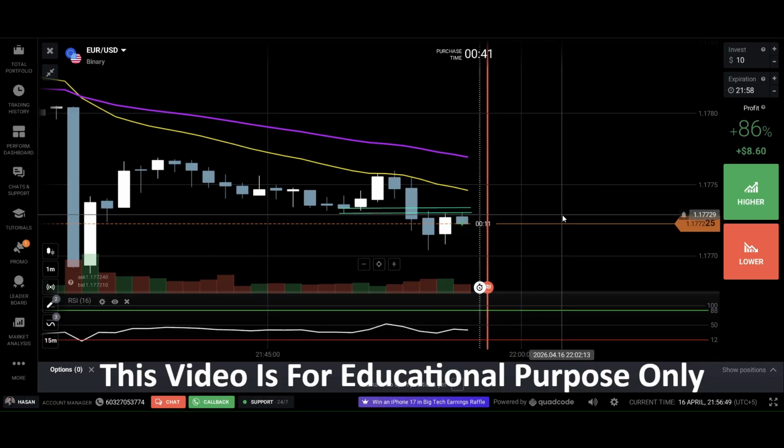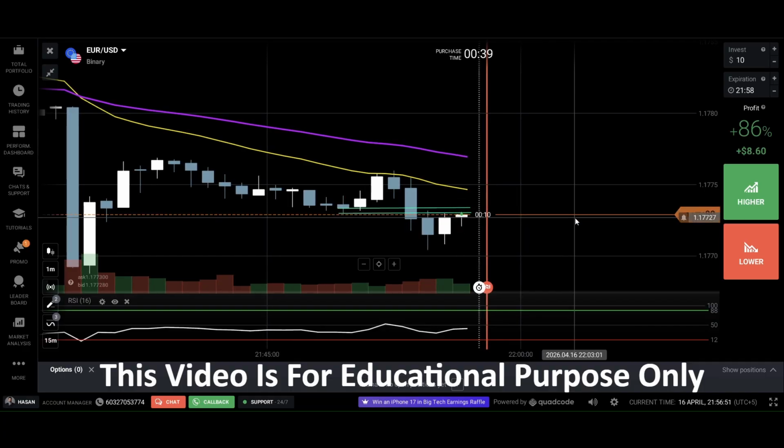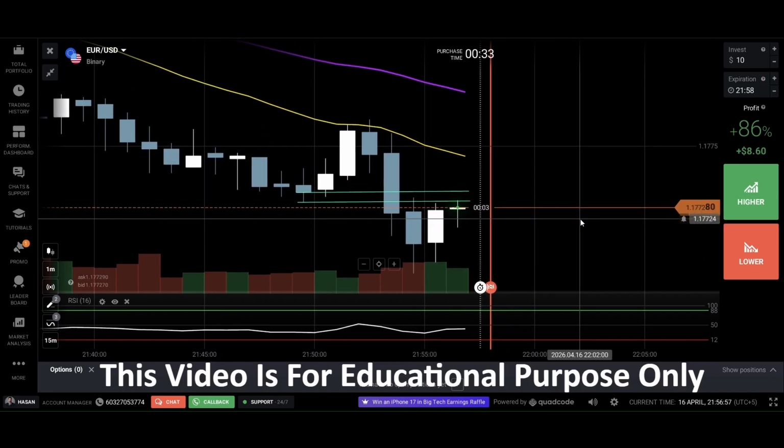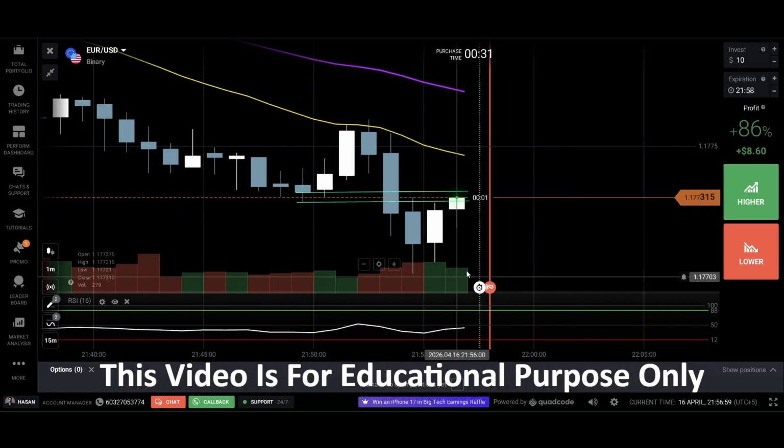Here, the candles appear to be failing to move in a bullish direction, so we are preparing for a sell position. The RSI indicator and overall candle movement suggest that the market is likely to move downward.